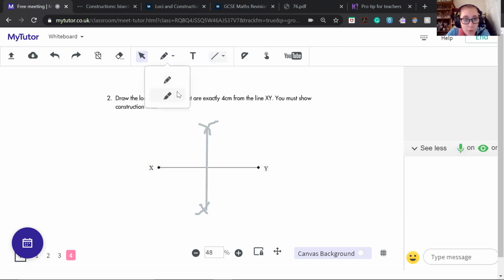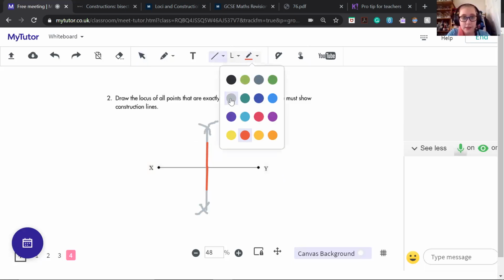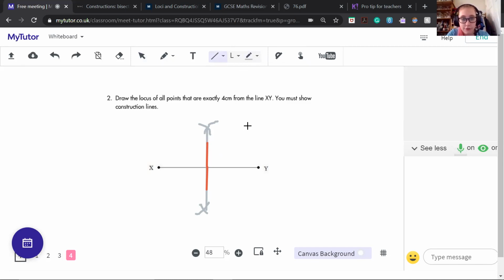And then we're going to use our ruler and mark 4 centimeters on these. So 4 centimeters above, 4 centimeters below as well. And then holding our ruler against XY and just moving it down so that we can draw some parallel lines. I'll do the final locus in blue.